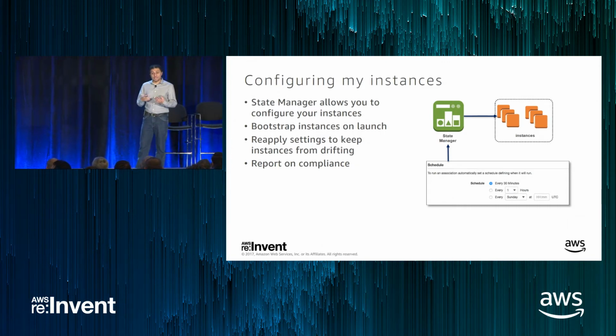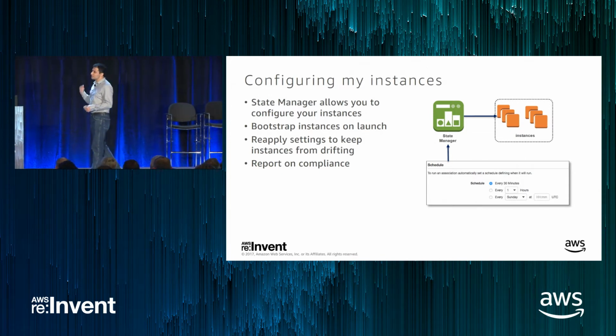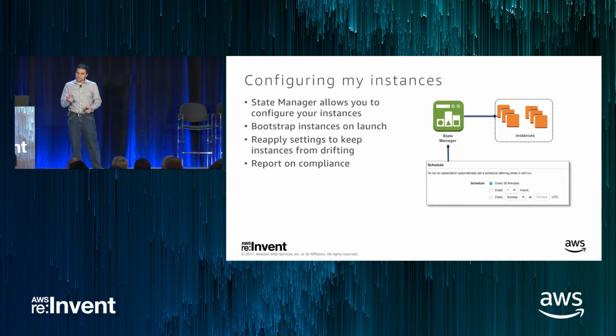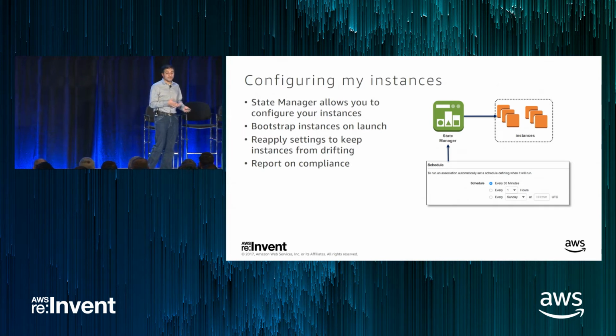You can use tag queries, which is super powerful because what it means is that you can have a document bound to a tag query, and anytime an instance comes up that matches that, we will apply that association or that configuration against that instance. The other thing that State Manager lets you do is specify a frequency. So not only do we bootstrap the machine configuration on startup, but we can keep reapplying that setting over time. This is very important from a compliance and drift perspective.